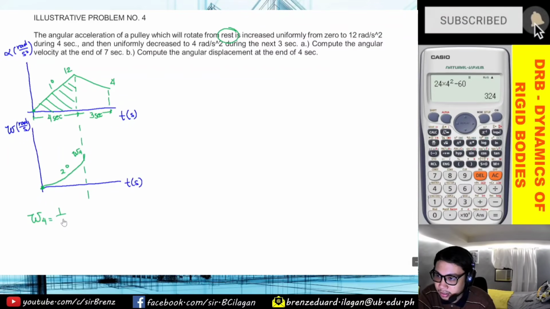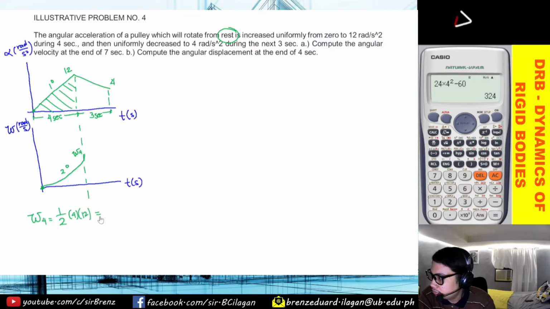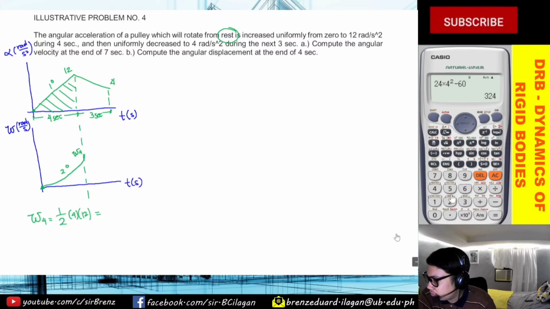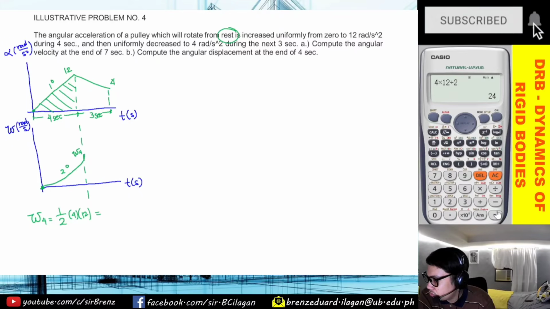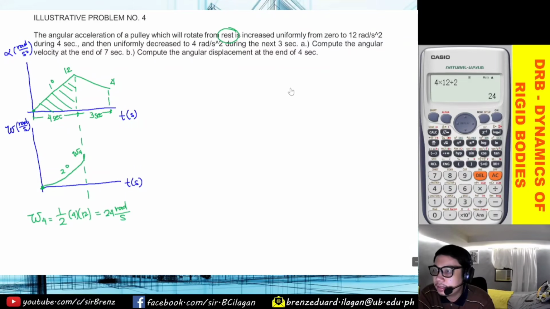Again, 1/2 of 4 times 12. Or that is equals lang sa 4 times 12 divided by 2. So this is equals to 24 radian per second. Ano bang hinahanap? So, angular velocity at the end of 7 seconds.